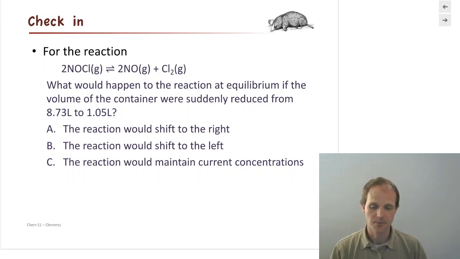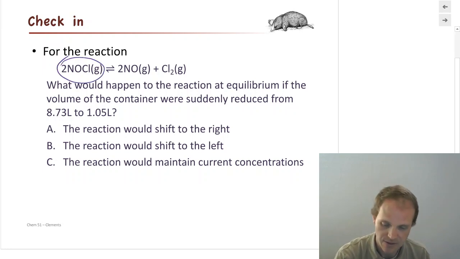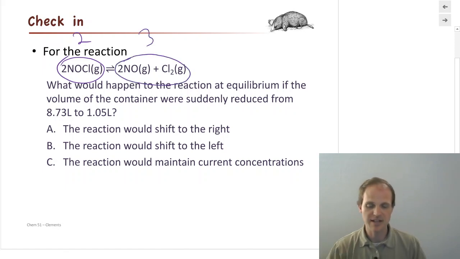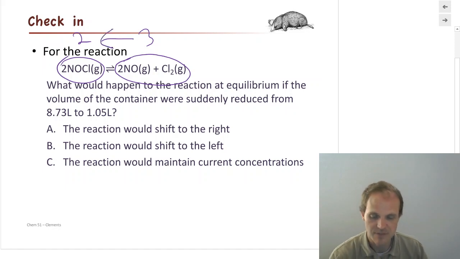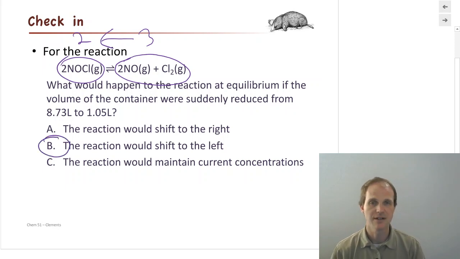What do you think? Well, what we do, we count up moles of gas. So we've got 2 moles of gas on the left. We've got 3 moles of gas on the right. So if I shrunk it, I increased total pressure. My reaction is going to try to respond by decreasing total pressure, by going to the side with less stuff. And so the reaction is going to shift to the left.